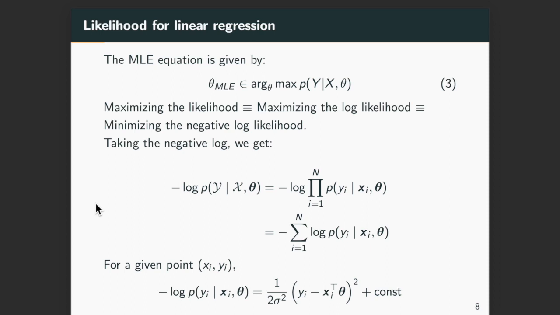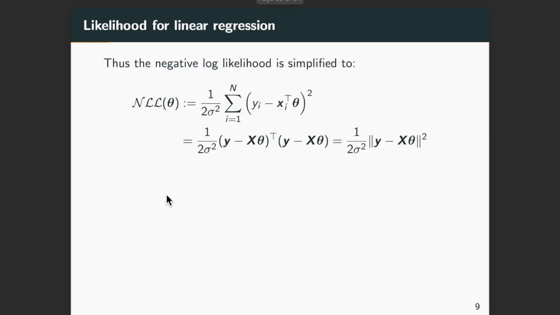Now, if we sum this ith term expression over all data points, we'd get something like 1 over 2 sigma square, summation i equal to 1 to n, (yi minus xi transpose theta) squared. And if you were to vectorize it, you'd get 1 upon 2 sigma square times (y minus x theta) transpose into (y minus x theta), or you could write it as the square of the L2 norm of y minus x theta. Does this sound familiar to what we've seen earlier?